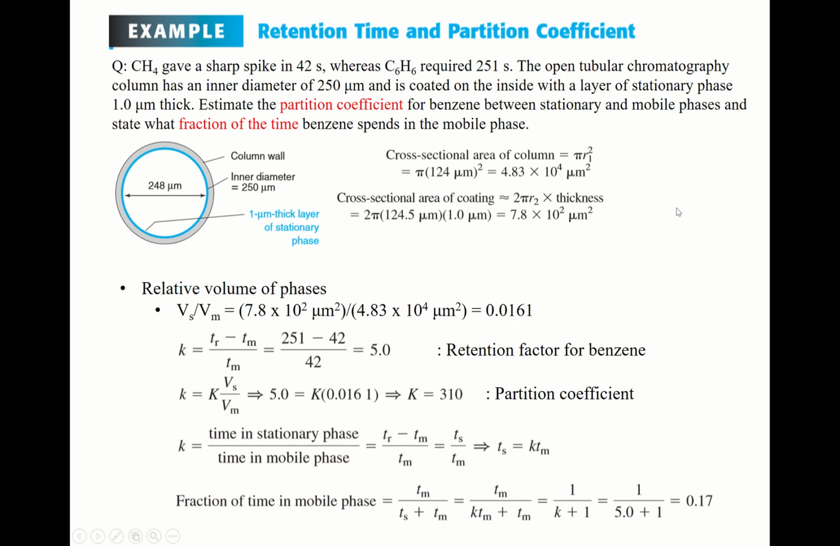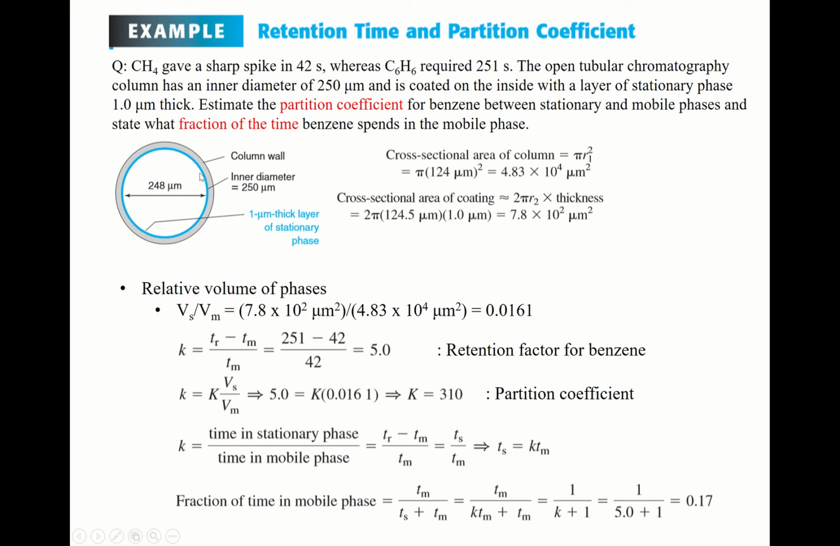Here is an example for retention time and partition coefficient. The question is: methane gave a sharp peak spike in 42 seconds, whereas benzene required 251 seconds. The open tubular chromatography column has an inner diameter of 250 micrometers and is coated on the inside with a layer of stationary phase. The figure is like that, right?